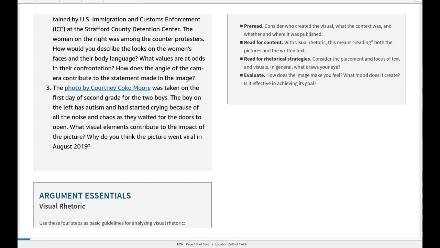In general, what draws your eye? 4. Evaluate. How does the image make you feel? What mood does it create? Is it effective in achieving its goal?